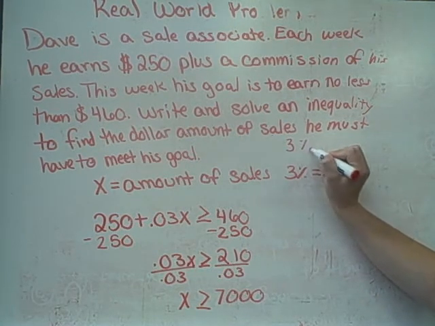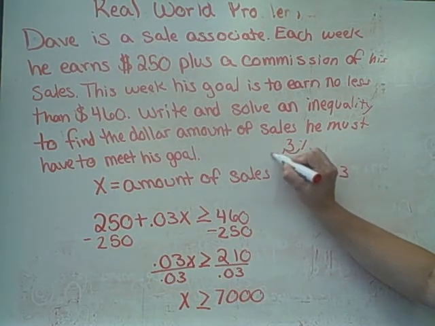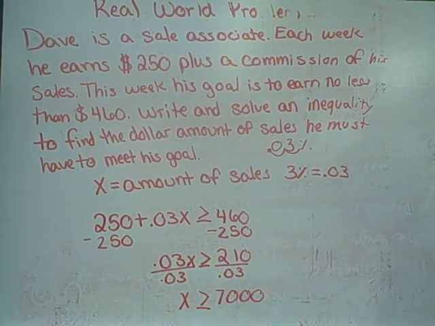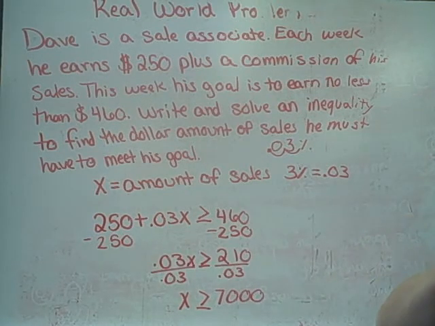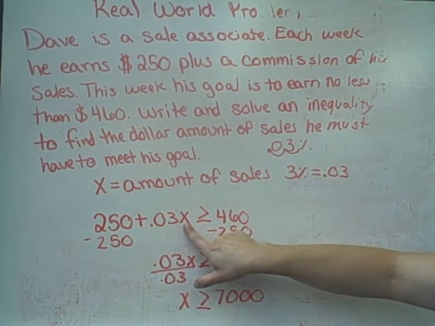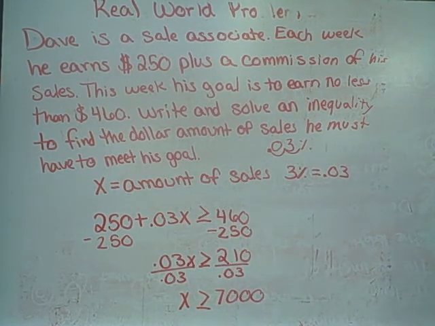in order to put it into the equation, I need to make it a decimal, and in order to do that, I need to move my decimal point backwards 2 places. So 0.03 and 3% are the same thing. Okay, so we know that he's going to earn $250. Okay, that's baseline, that he's going to get that money. Okay, then he's going to earn commission. So he's going to get $250 plus 3% of whatever he sold. Okay. And he wants that to be more than or equal to $460.